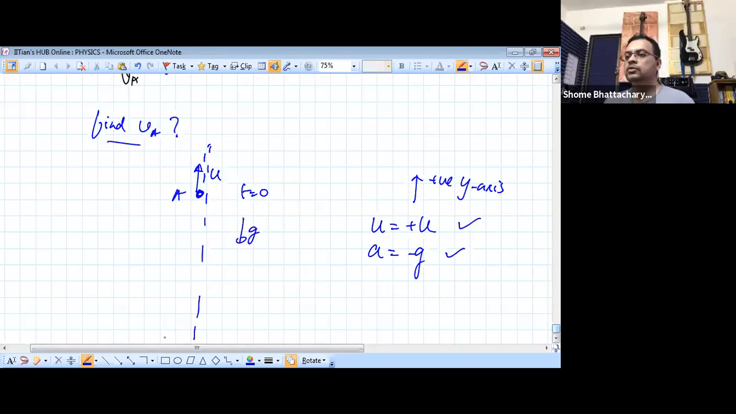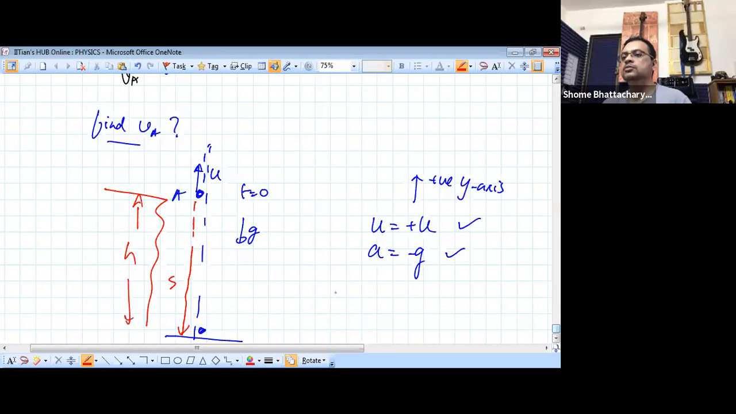So when it hits the ground below, what will be the displacement? This is the height of the building from which we had thrown. This height was h. So when it hits the ground, the displacement s will be minus h. Why? Because we have taken the positive y-axis upwards. Okay Dhruv, so this is clear.